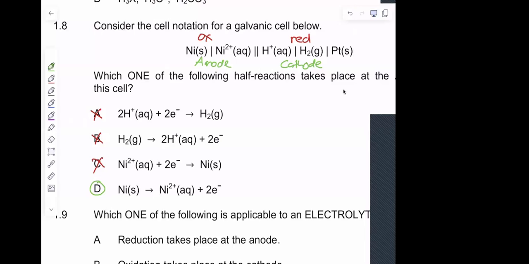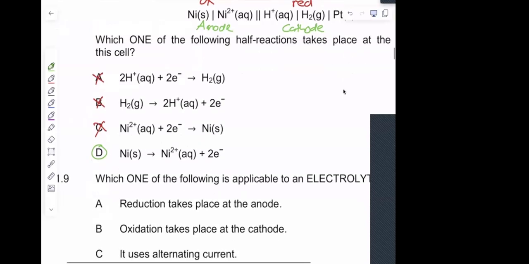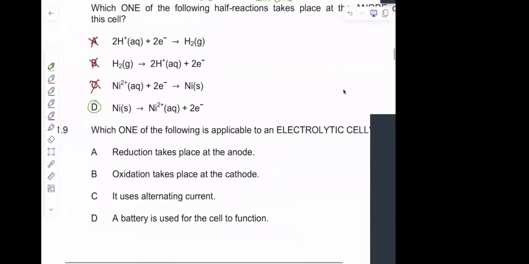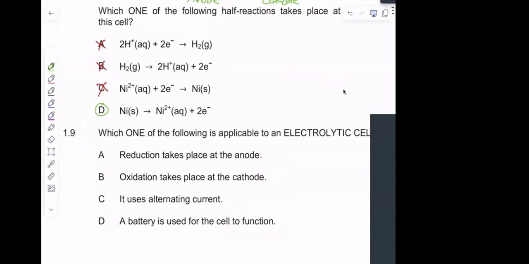All right. Cool. Let's go into 1.9, which in this case is going to be our last question, right? Which one of the following is applicable to an electrolytic cell? A, reduction takes place at the anode; B, oxidation takes place at the cathode; C, it uses alternating current; or D, a battery is used for the cell to function. A, B, C, or D. Easiest question of the night. Let's quickly see how quickly we can get our answers in. Thank you for the quick fingers there.